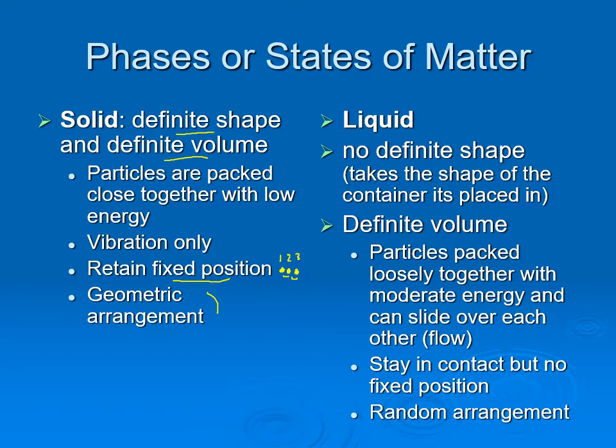Here it says particles are packed loosely together. However, they can slide over each other because they have enough energy to move around and move past each other. They will stay in relative contact with each other, but they do not have to stay in fixed position. So particles 1, 2, and 3 are now able to be intermixed with particles 4, 5, and 22, or whatever, because they can all move around. And they can all slide over each other, and so they do not stay in a fixed position. And they have a relatively random arrangement.